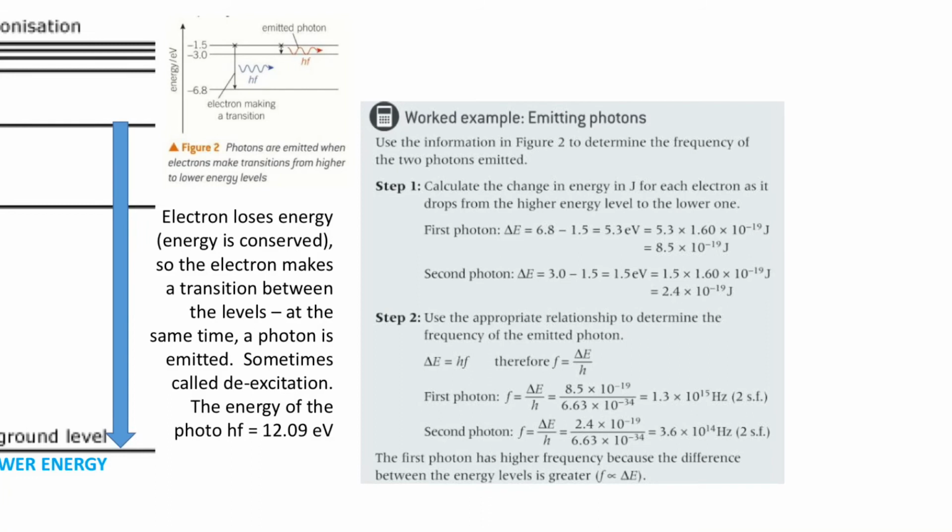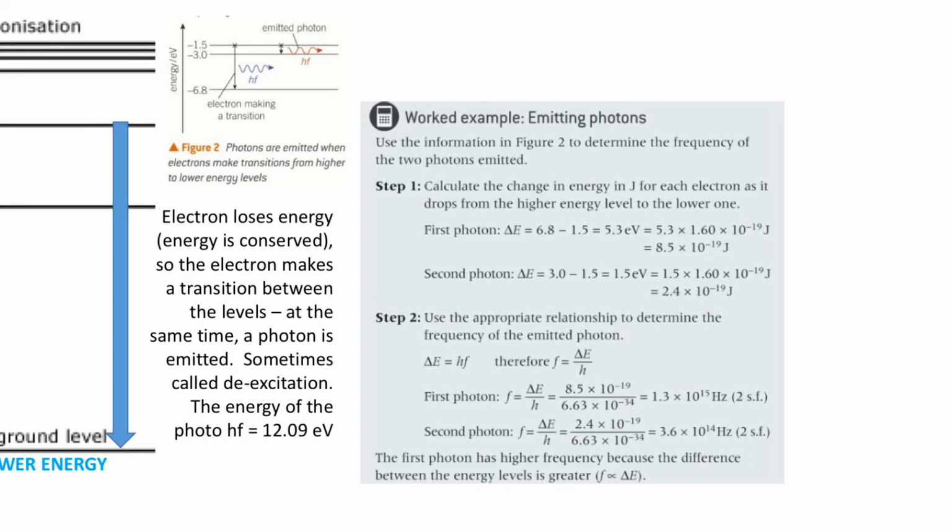To convert electron volts into joules, as a reminder, you multiply by 1.6 times 10 to the minus 19, which of course is the charge of 1 electron. The second photon goes from minus 1.5 down to minus 3. So the change in energy is 1.5 electron volts, and again to turn electron volts into joules, you multiply by 1.6 times 10 to the minus 19. So the energy in joules is 2.4 times 10 to the minus 19.